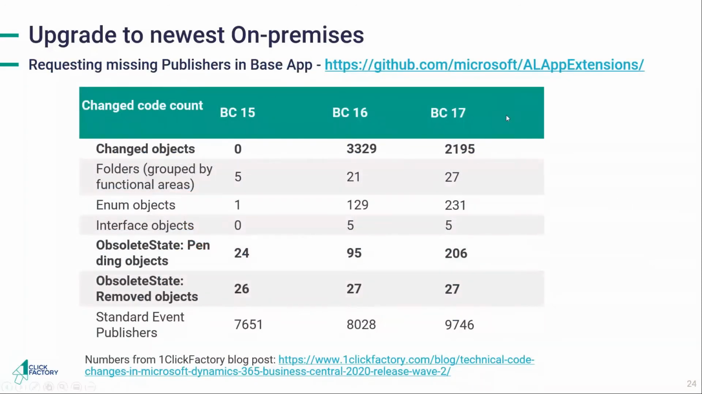Yeah, and like I said, mainly because of those changed objects. Then there are obsolete pending objects, which are increasing by hundreds with each release. And removed state objects, they are not changing, but we never know what is going to happen with those 200 pending objects. They could be removed in the Business Central 18 version.